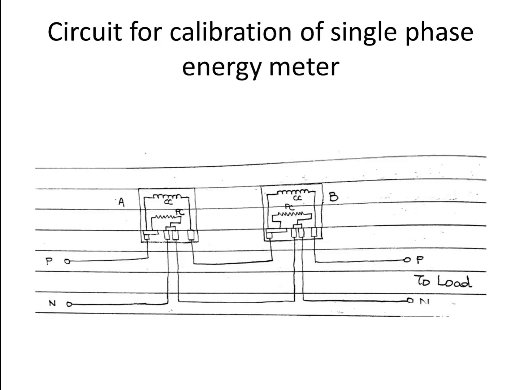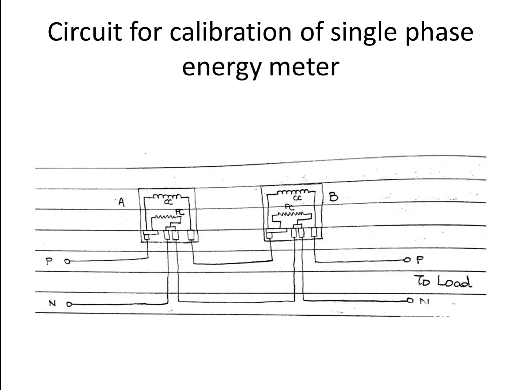Now we shall study calibration of single phase energy meter. There are three methods of calibration of single phase energy meter. The first one is long period dial test using substandard meter. Second one is short period disc speed test using substandard meter. The third one is testing using substandard indicating instrument and a stopwatch.